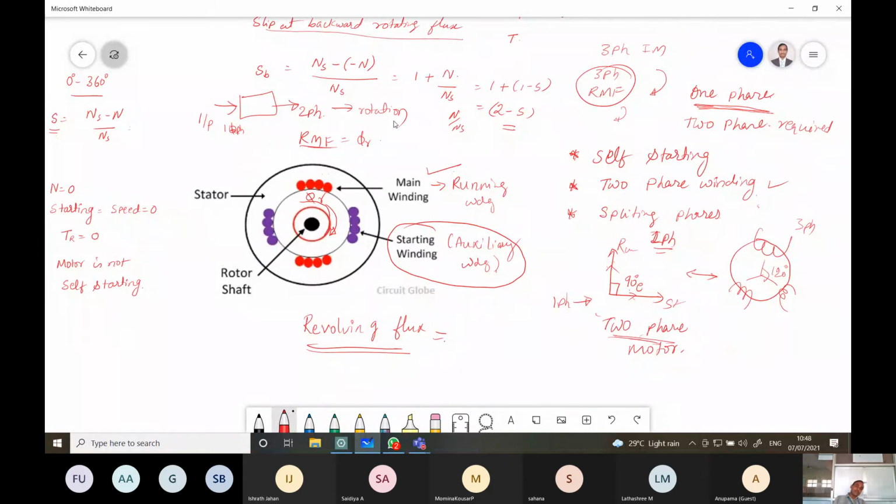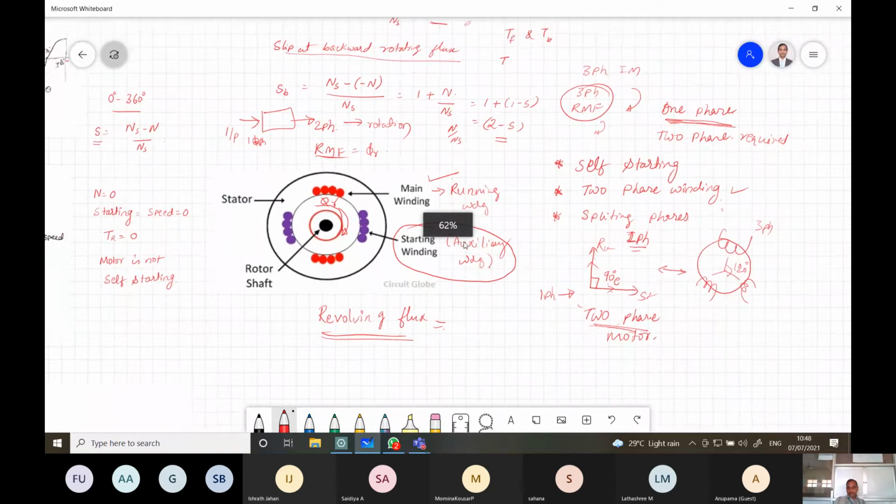Okay, this is the actual theory behind the single phase induction motor. Any doubt regarding this?